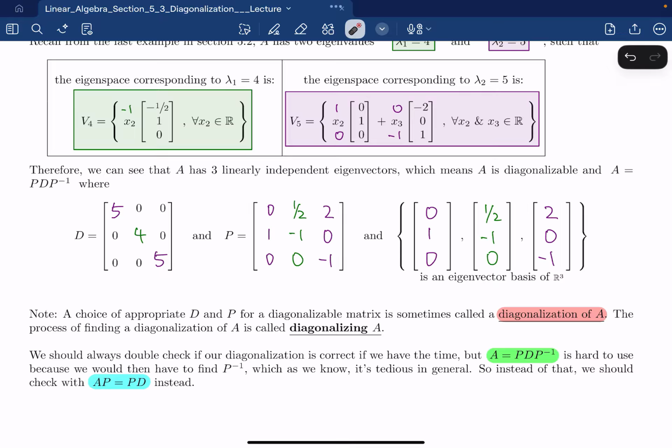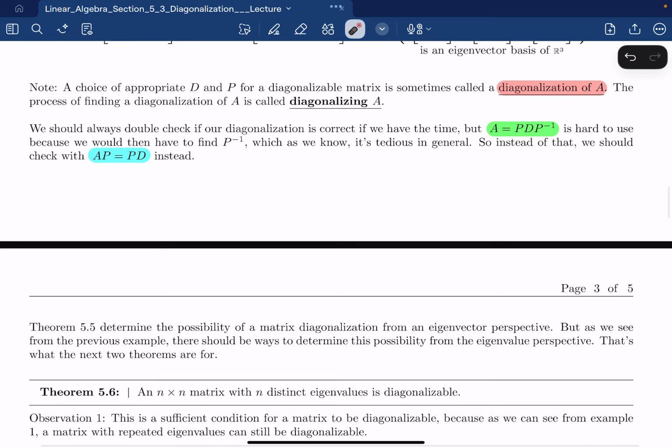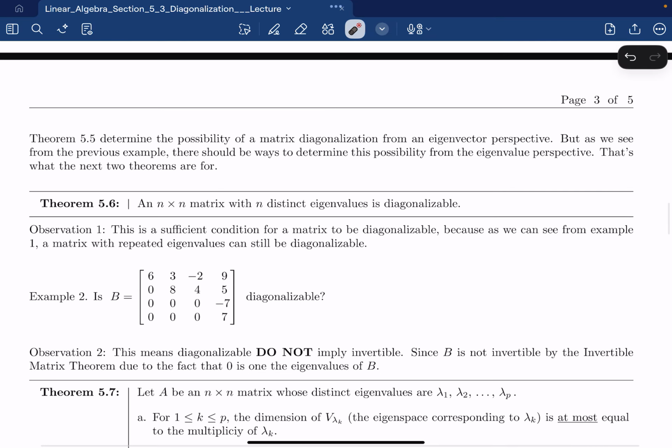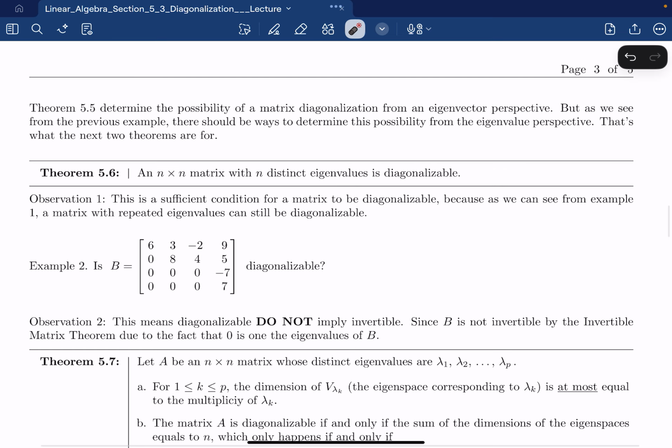Last video, we talked about this example, really extended back from an example we did in section 5.2, showing you how we can diagonalize a matrix. So what we'd like to do is come up with some criteria to decide if a matrix is even diagonalizable.